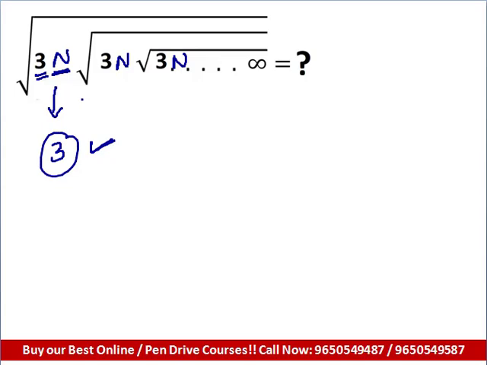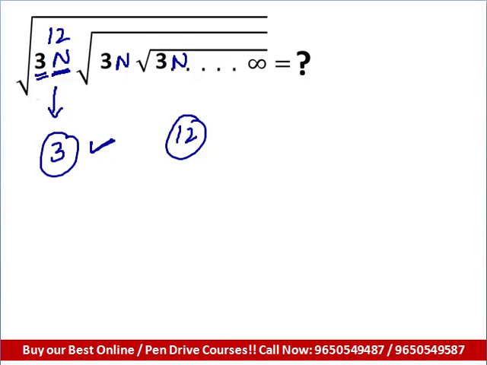If in place of 3 it was some other number, let's say it was 12, then in that case the answer would have been 12. It has to be the same number. So that is the first trick. Perhaps you even know about this one.